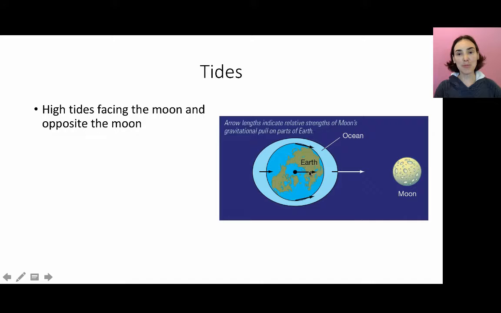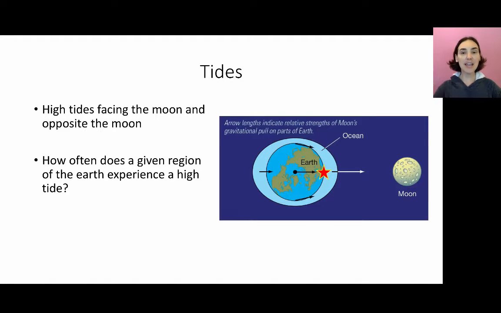If you start out where the red star is on this picture, then 6 hours later, the Earth has rotated. So the red star is now in this position, facing 90 degrees away from the Earth-Moon line. And 12 hours later, it's in this position on the opposite side of the Earth from the moon, again experiencing a high tide. And finally, after an entire day, we get back to the place where we experienced our original high tide.